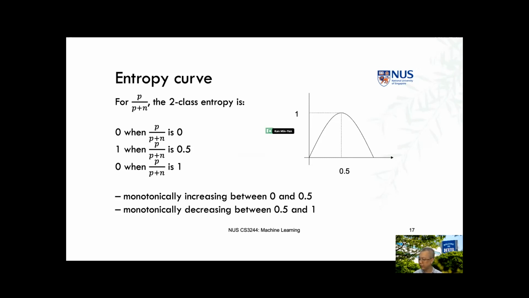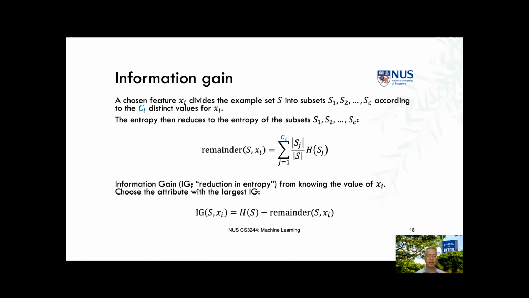We have entropy, sorry, I'm still using squares here, entropy on the y-axis and this ratio here on the x-axis. Okay, so what we can do with entropy is then decide how much of that entropy is due to a particular part of the data set. So we're going to say that a chosen feature divides the examples into certain subsets.